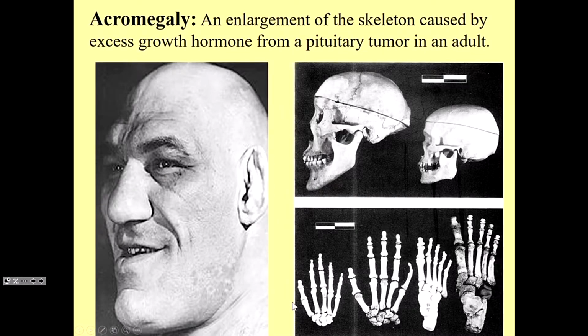Okay, here's an example of acromegaly. This is an enlargement of the skeleton caused by a pituitary tumor, too much growth hormone in the adult, not in the kid, but in the adult. And you can see the size of the skull of this person that had acromegaly as opposed to presumably the normal size adult.